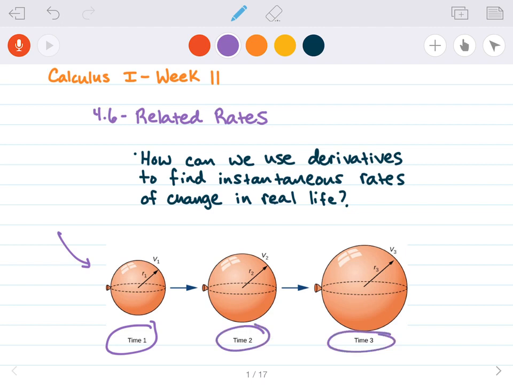After 3 seconds it looks like this. And there are two things changing at the same time. The first thing that's changing is the radius of the balloon. It's getting bigger and bigger as time goes on. The second thing that's changing is the volume of the balloon, how much air the balloon can hold. Those two things are changing, and we're trying to relate these two values with an equation so that we can figure out the rate of the other quantity.